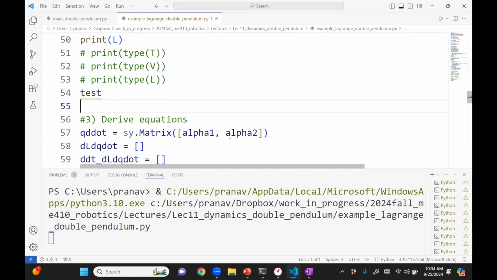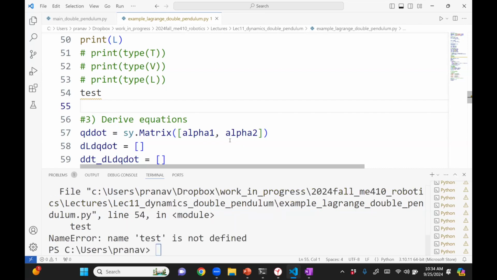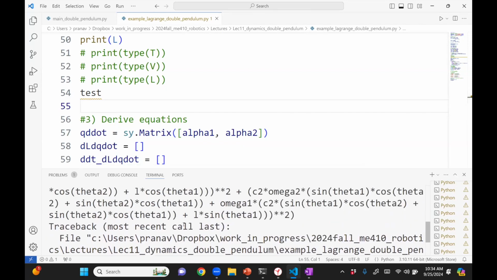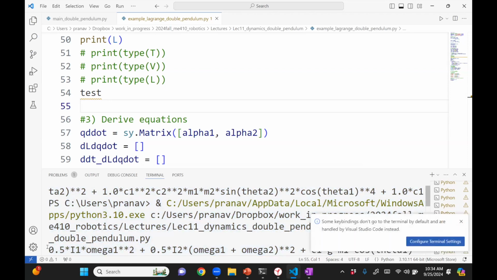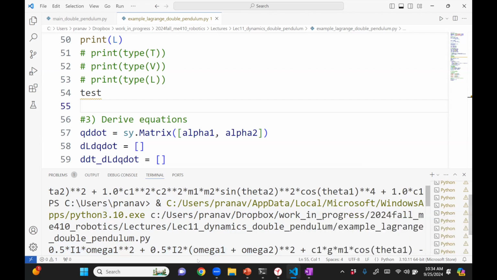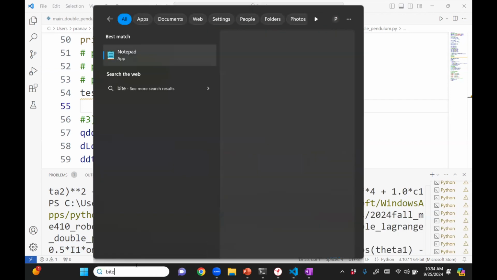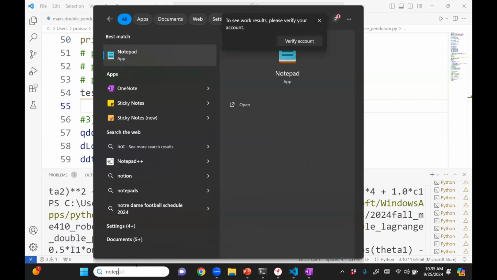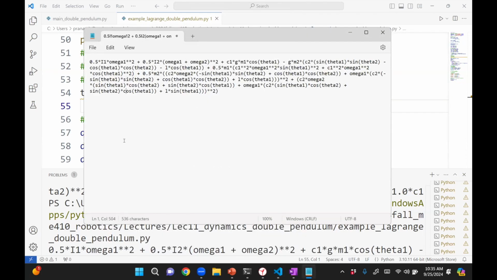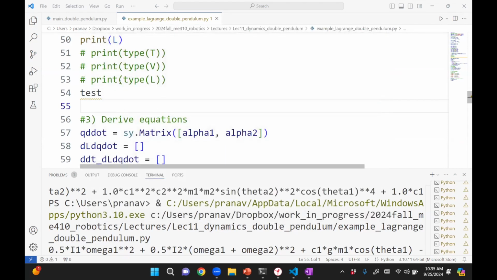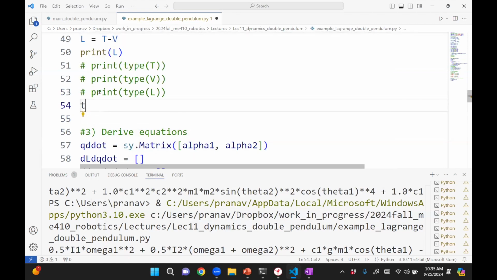I wrote that test so that the code will quit there. Okay, so it's not too bad. That's what L is. Okay, let's move on. So it gave me L.